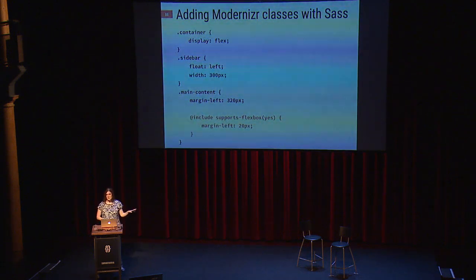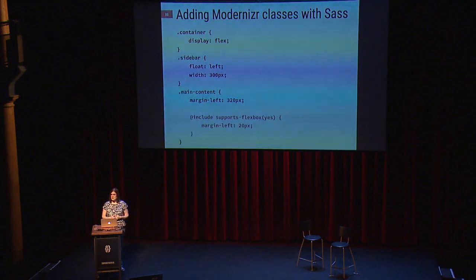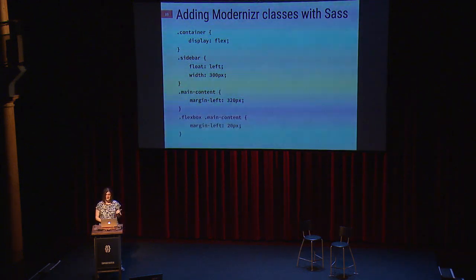So let's say you have a floated sidebar as your fallback, and you have a 320 pixel left margin on main content to move it out of the way of the sidebar. And you want to override this if Flexbox is on. So you can just call the supports-flexbox mixin within the main content rule to override the 320 pixel left margin with a 20 pixel one. And then here's the CSS that it would produce. It just adds a version of the main content rule with the Flexbox class in front.